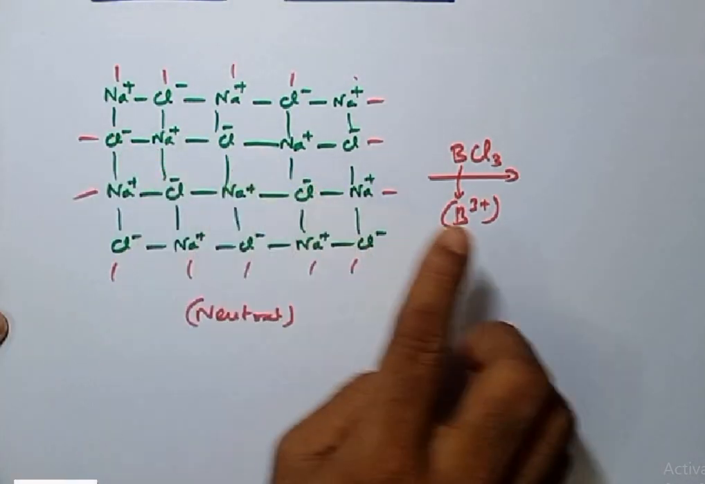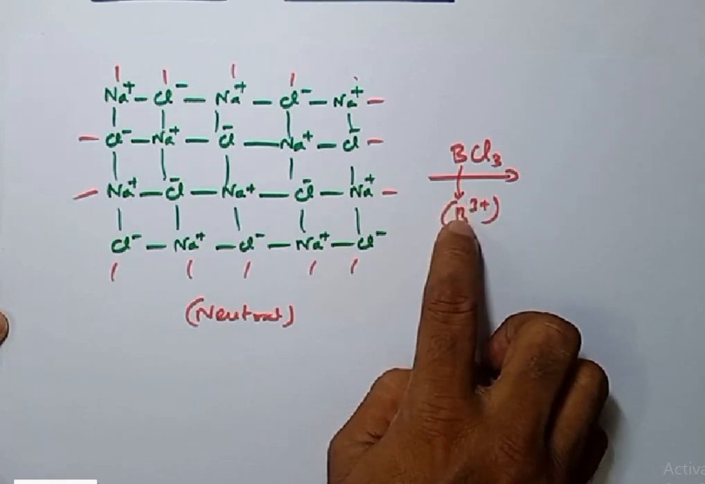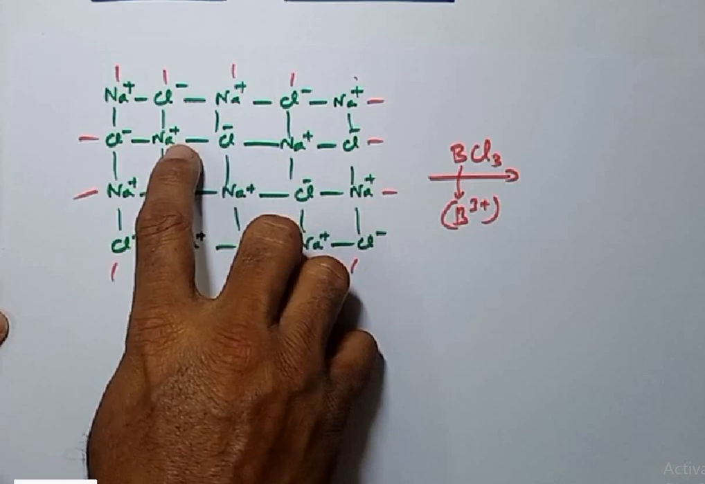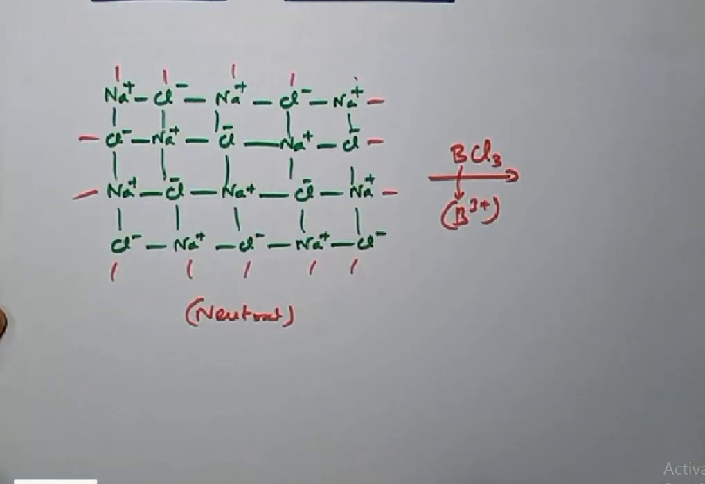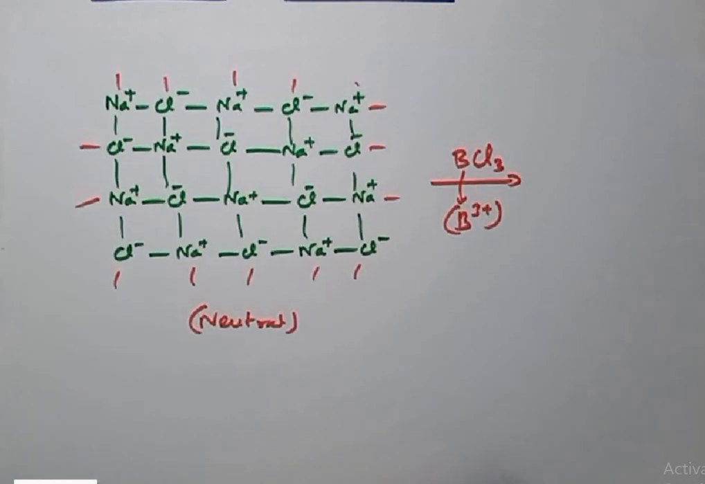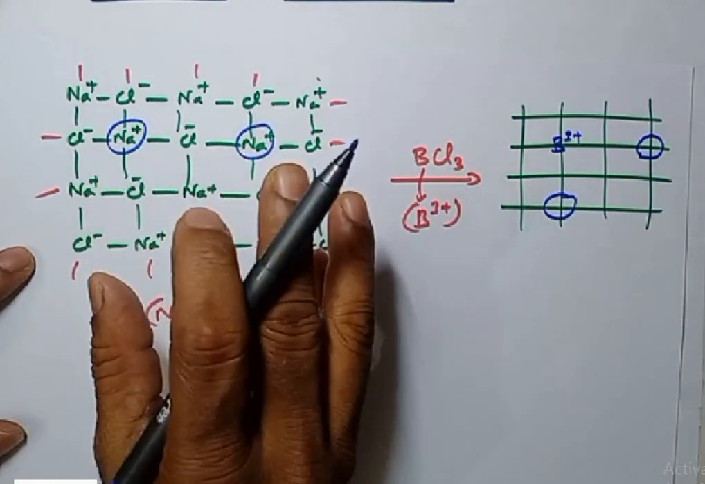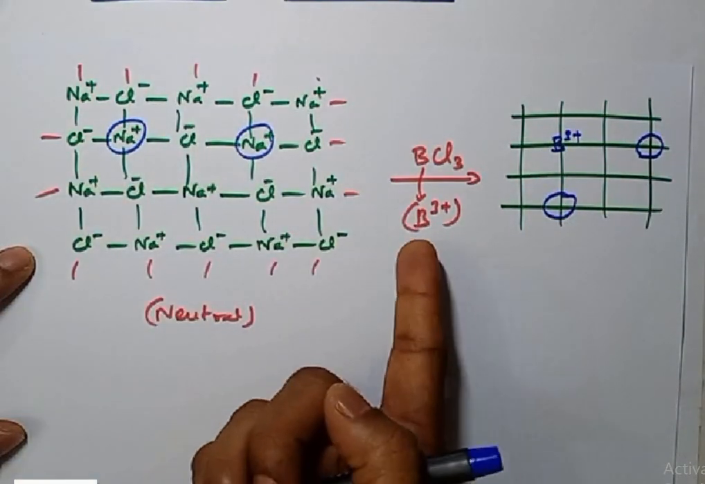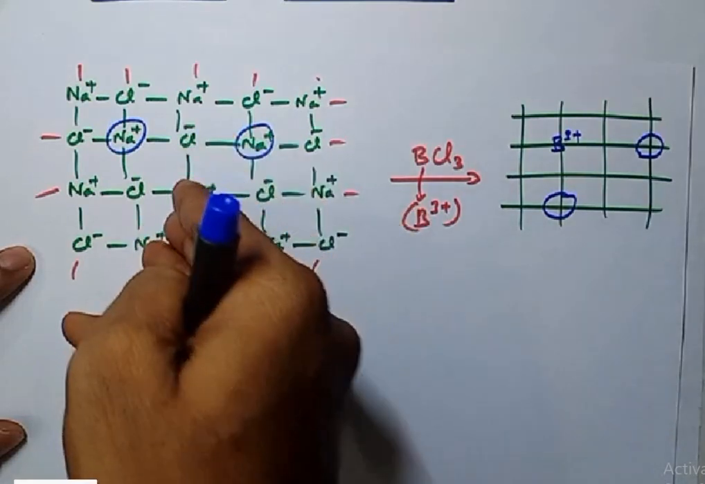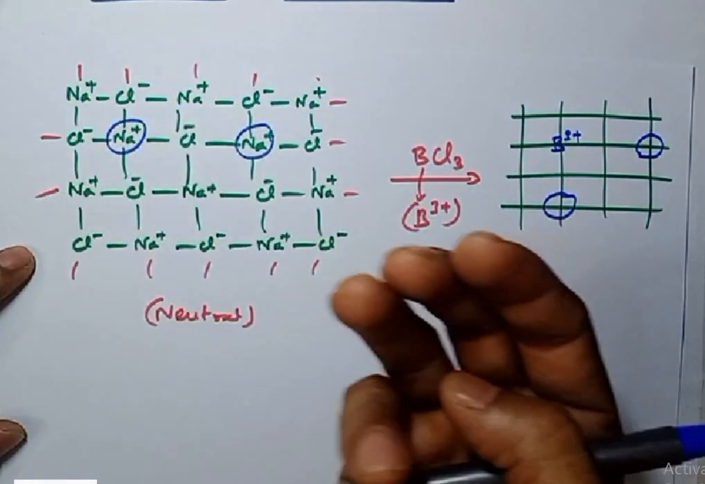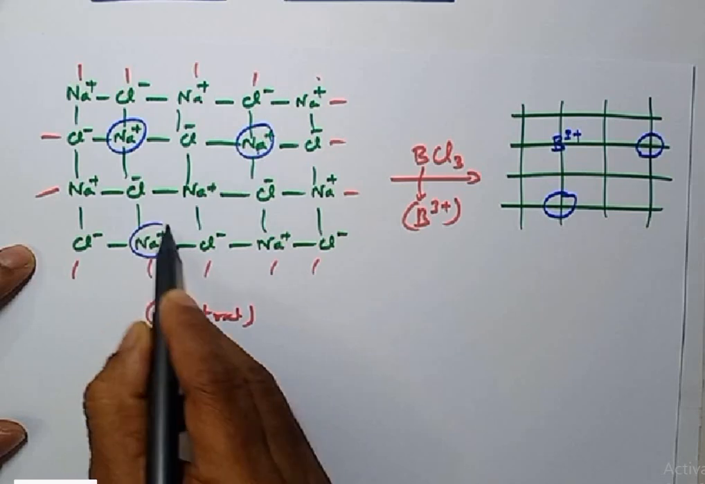How many sodium ions will be replaced? Since this ion carries 3 plus charge and sodium ion carries 1 plus, if I put one boron 3 plus ion, you should remove 3 Na plus ions. Is this correct? When you add one B3 plus ion, which carries 3 plus charge, you should remove 3 sodium ions equally. So suppose I remove one sodium ion here, another here, and another here.